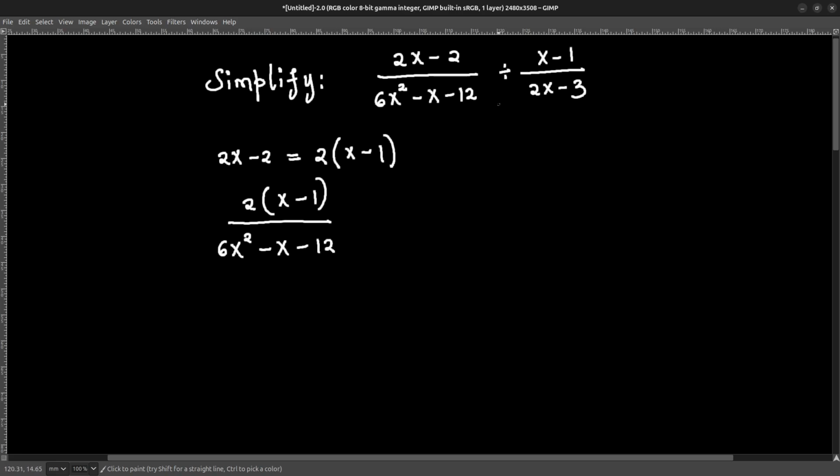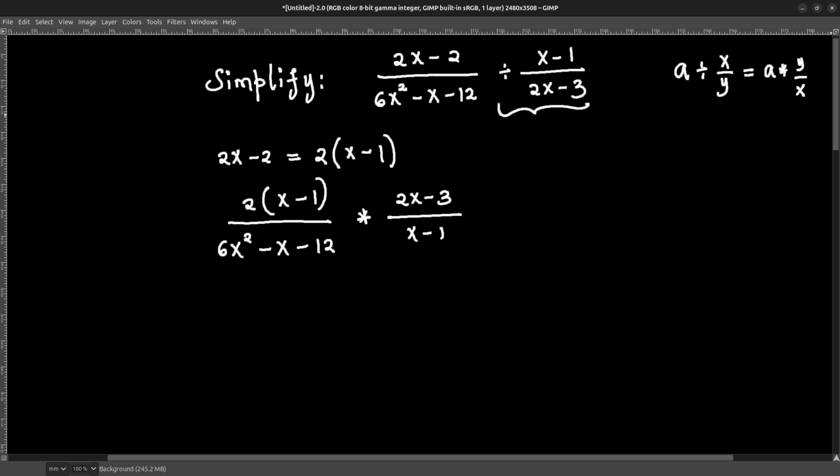But then what about this part including the division? Anytime you are given something like a divided by x over y, this is the same thing as a times y over x. So in our case, the division will change to multiplication, and then we are going to have (2x minus 3) over (x minus 1).